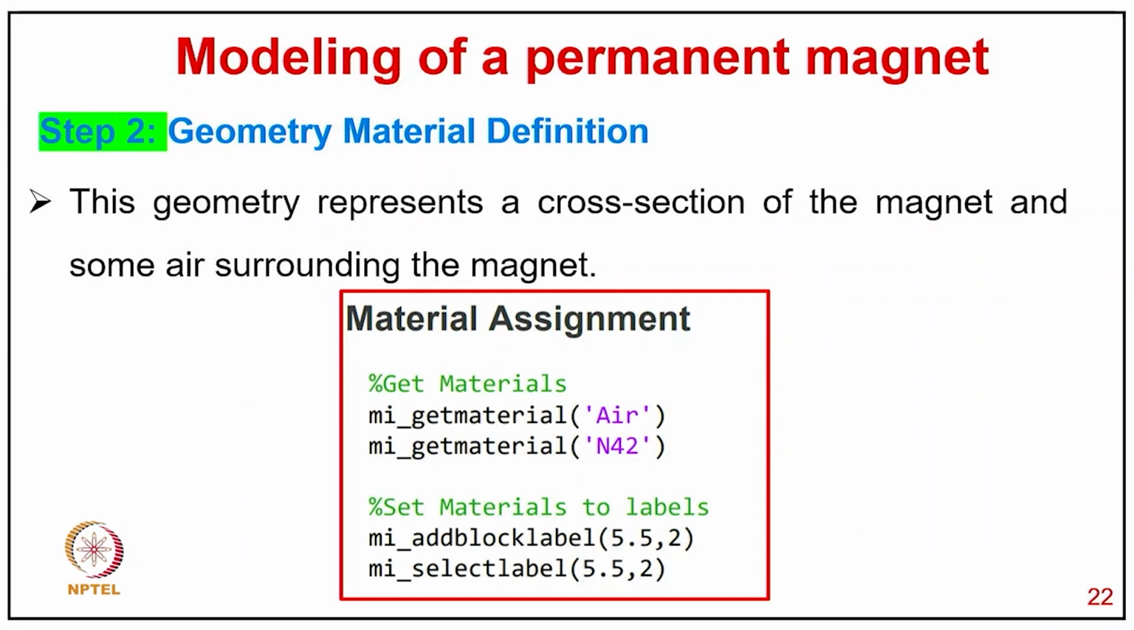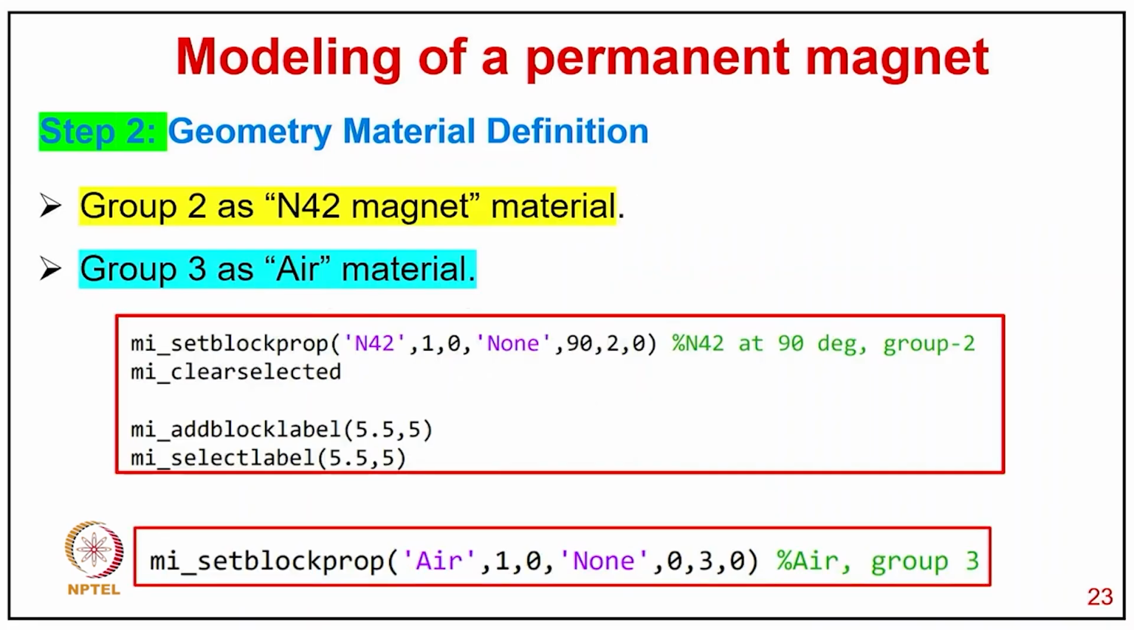So now coming to geometry material definition. This geometry represents a cross section of the magnet and some air surrounding the magnet. So the material assignment is: get material, mi_getmaterial air, and mi_getmaterial N42, and set material to label. So mi_addblocklabel 5.5 comma 2, mi_selectlabel 5.5 comma 2. Now typically group 2 as the N42 magnet material and group 3 as the air material.